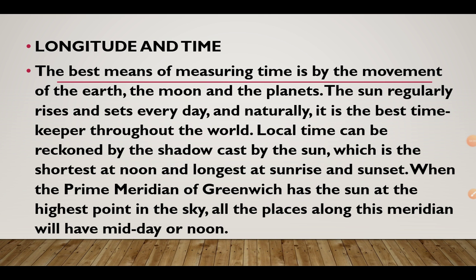Now come to our next topic, longitude and time. The best means of measuring time is by the movement of the earth, the moon and the planets. The sun regularly rises and sets every day, and naturally it is the best timekeeper in the world. Local time can be reckoned by the shadow cast by the sun, which is the shortest at noon and longest at sunrise and sunset. When the prime meridian at Greenwich has the sun at the highest point in the sky, all the places along this meridian will have midday or noon.